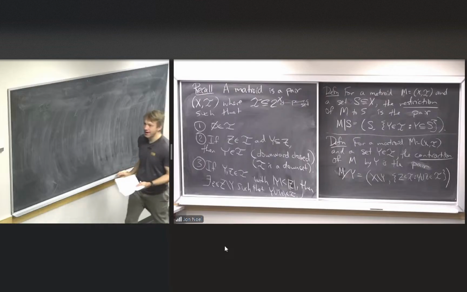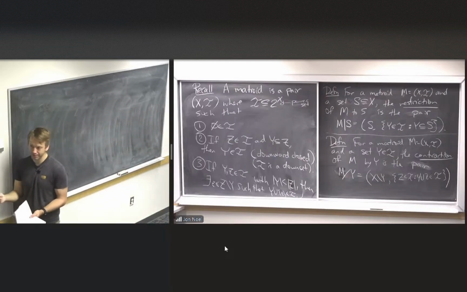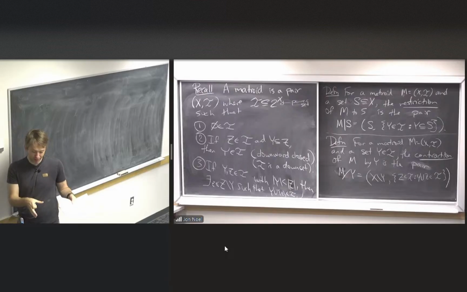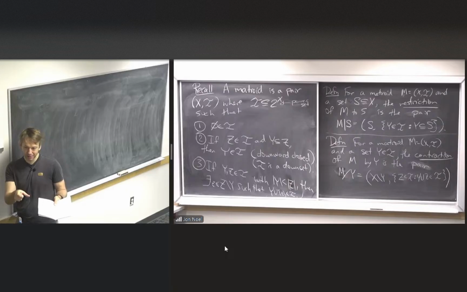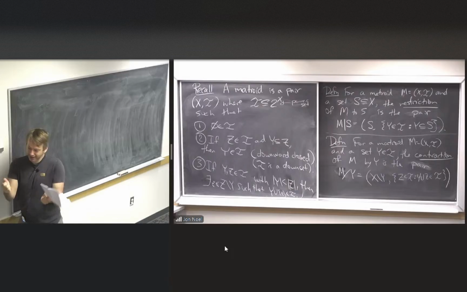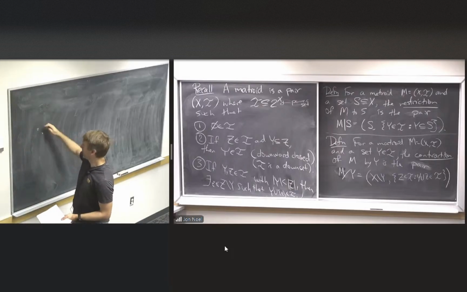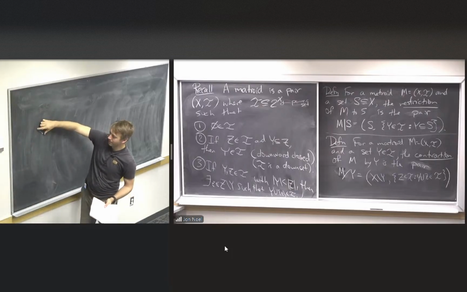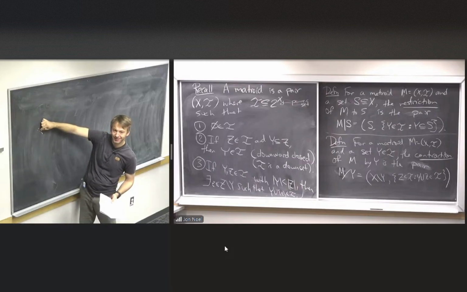these contraction and restriction operations, if you think about what they're doing in a graphic matroid, deleting edges of a graph is the restriction. And the contraction is like taking an edge of the graph and pulling the two vertices together.